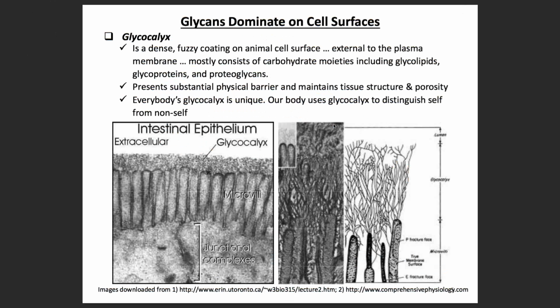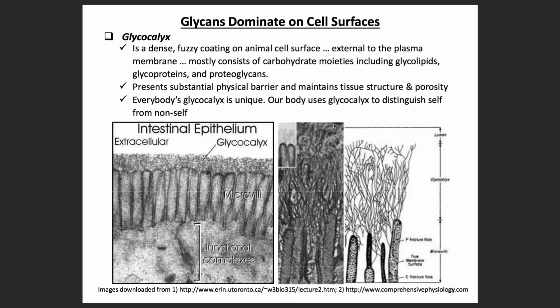A dense fuzzy layer, which is basically coating the animal cell body. And this is composed of glycoproteins. This is composed of proteoglycans. This is composed of glycolipids. And this particular thick layer is the one that, for the most part, anything that is outside gets in touch with. So this is the one that can actually form a barrier. This is the one that retains a whole lot of water and keeps the system moist. And this is extremely important. This particular barrier is called the glycocalyx.